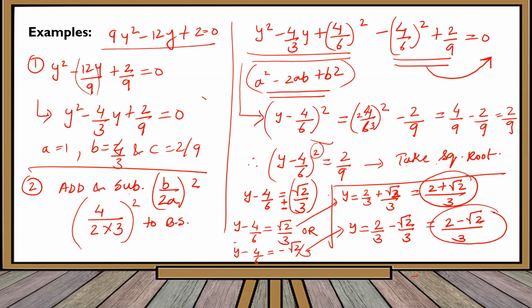So these are your two roots of this equation, 9y square minus 12y plus 2 equal to 0, when we solve this by the method of completing the squares. The third type of method that we have for solving a quadratic equation is the quadratic formula method. As far as the quadratic formula method is concerned, I'll directly tell you the formula, wherein we just need to plug in the values of a, b, c and find out the roots basically.